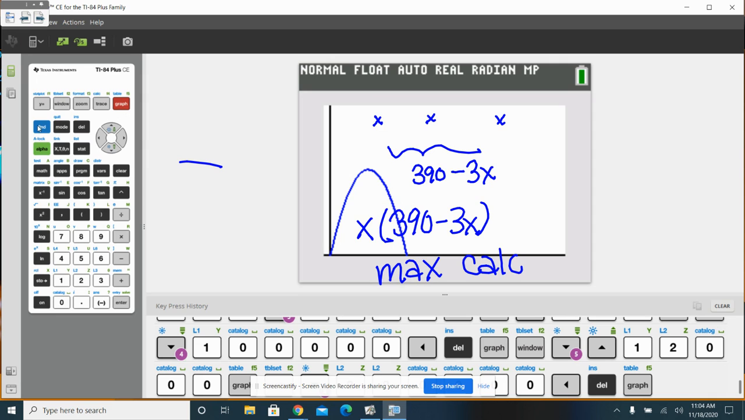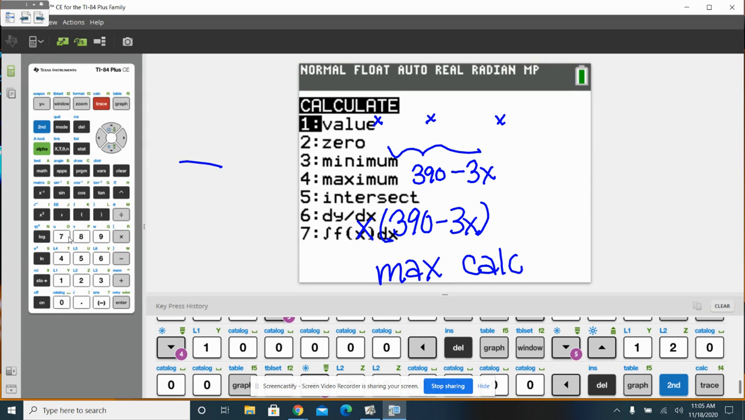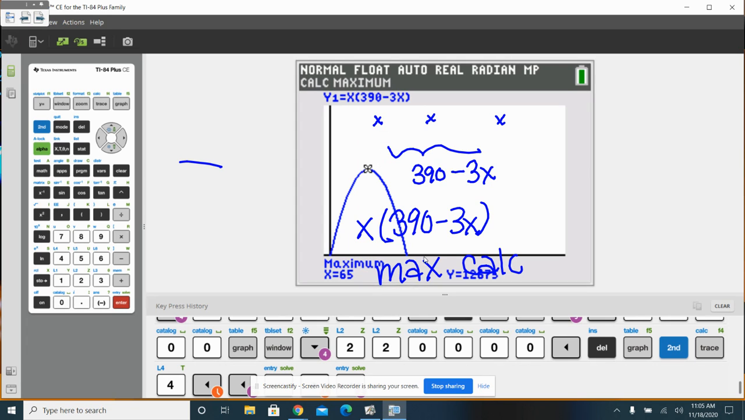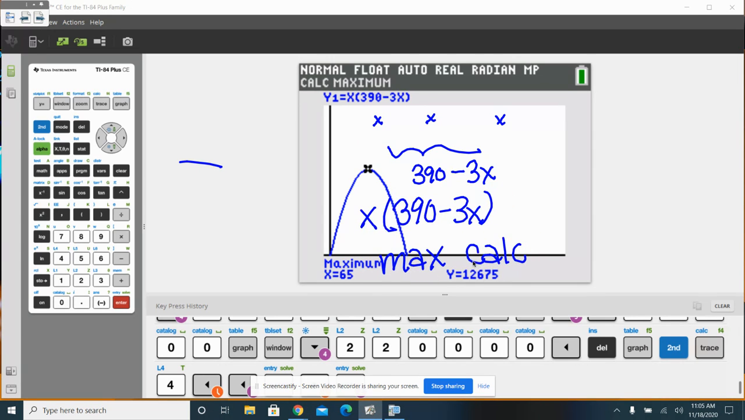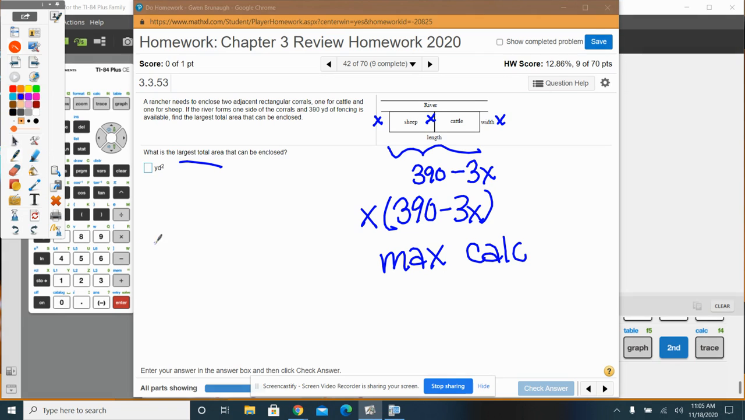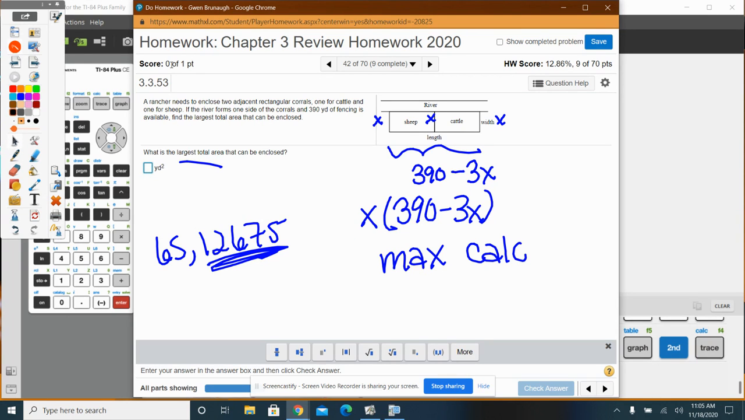So let's find the maximum. Second, calculate maximum. Enter. Right arrow. Enter. Enter. So it's 65. What's that say? 12,675. 65, 12,675. So let's write that down. 65, 12,675. The area is the y value, and that's what they want, the 12,675.